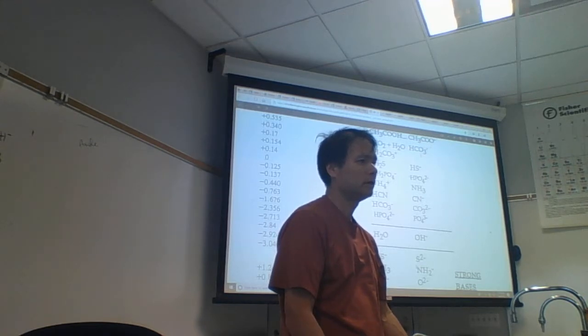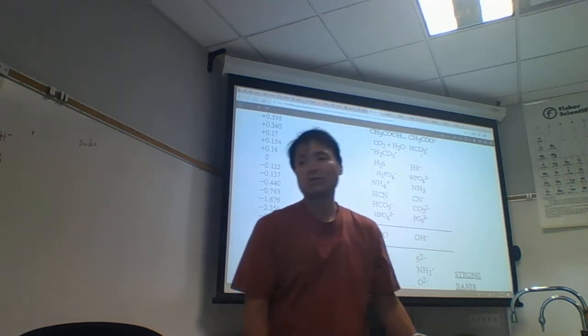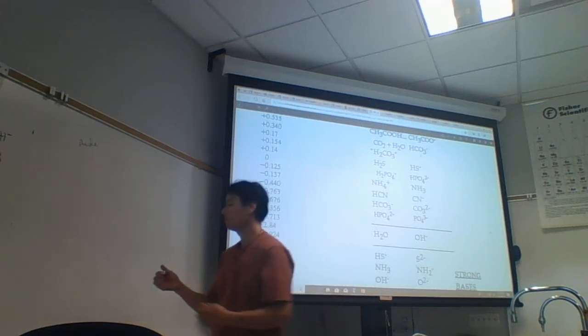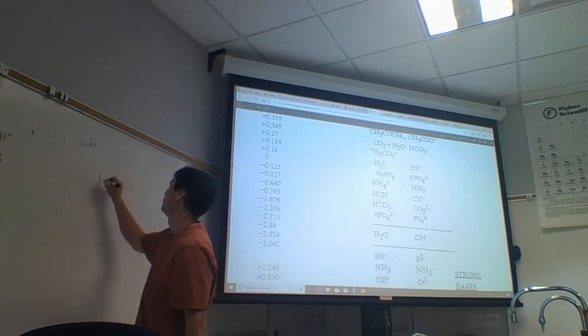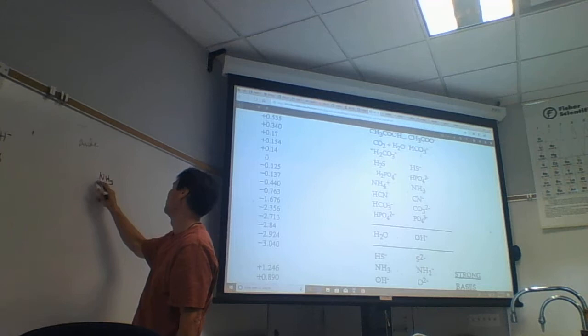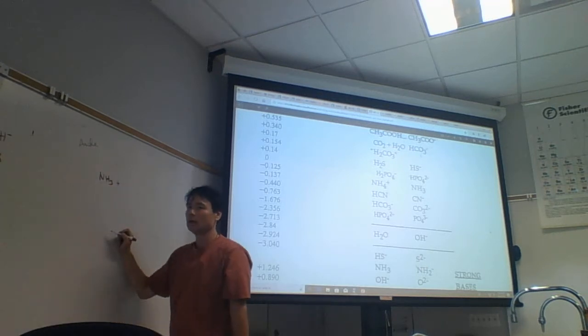A little bit of a hint. Ammonia reacts with, or like any liquid, well, in this case, water. I don't know how many people wrote down this reaction. This is what I wrote on the board: ammonia plus water.